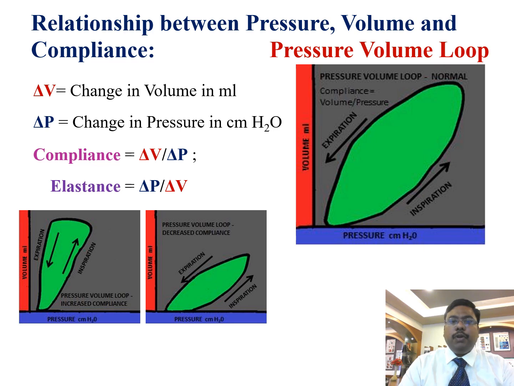Relationship between pressure, volume and compliance. So delta V is equal to change in volume in ml. Delta P is equal to change in pressure in centimeter of water. Compliance is equal to delta V divided by delta P. And elastance is the reciprocal of compliance. So elastance is equal to delta P divided by delta V. So pressure volume loop, using this we can compare the compliance, whether it is increased, decreased or normal.